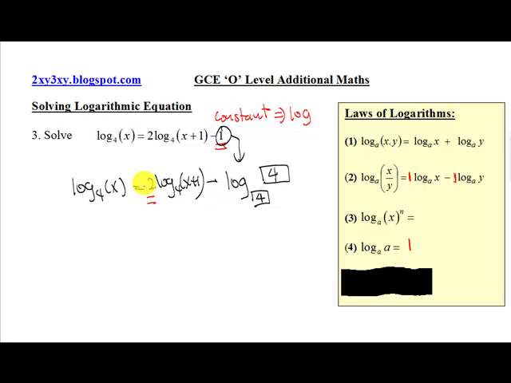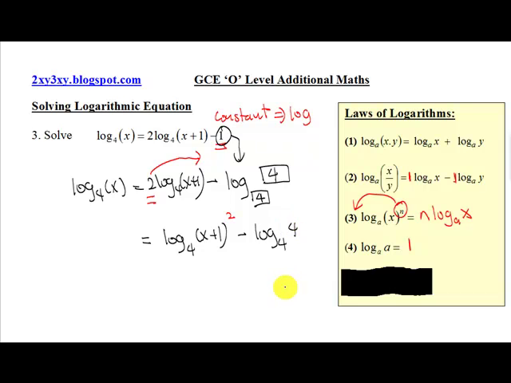So how to make the coefficient of this log to be a 1? You have to apply law number 3. Law number 3 says if you have log base a of x raised to the power of a number, this number you can bring down. That is n log base a of x. If we can bring down this number, obviously we can bring up this number as well. That is, these two we can bring up. It will give us log base 4 of x plus 1 squared minus log base 4.